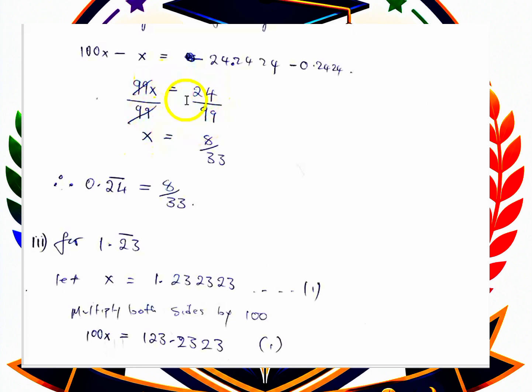So 99x is equal to 24. Then we divide both sides by 99, and we get x equal to 8 over 33. If you can't simplify further, then you conclude that 0.24 with a bar is equal to 8 over 33. Then you are done.